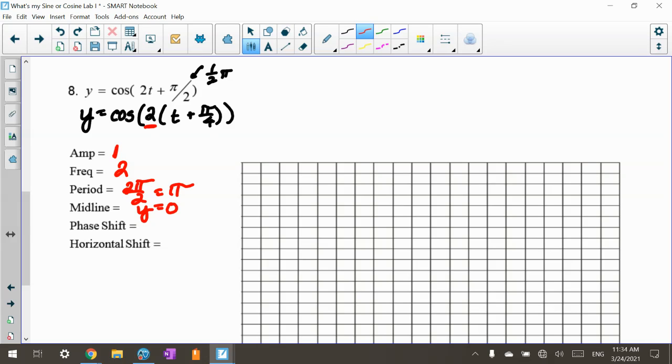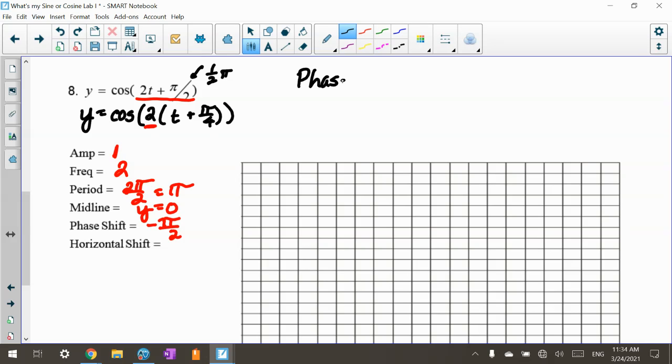Phase shift, you're going to look at your original, okay? So when I look at my original function right here, my phase shift is whatever this is. So I'm going to say my phase shift is negative pi over 2. Why negative? Because this is actually going to the left. Remember, anything inside the parentheses is opposite. So the phase shift is negative pi over 2. And you're like, what is the phase shift? Well, this is what a phase shift is.